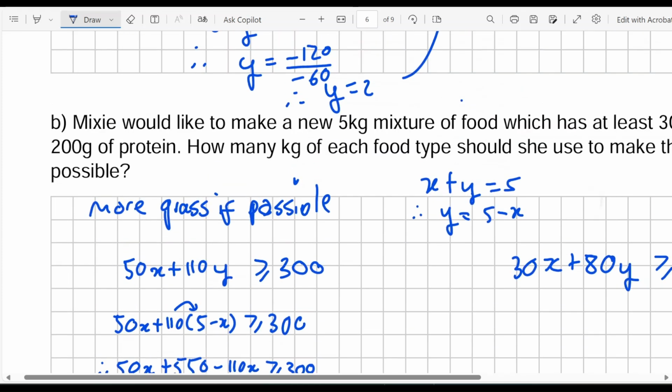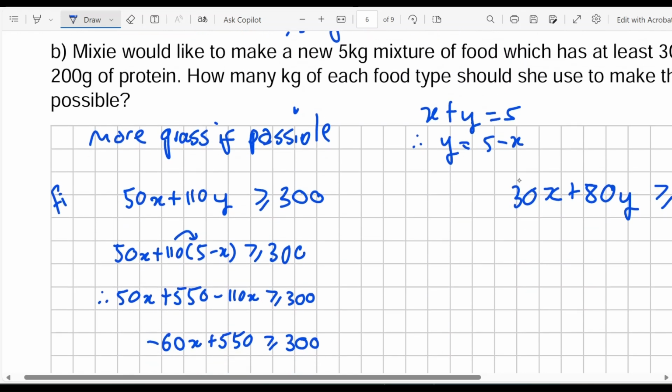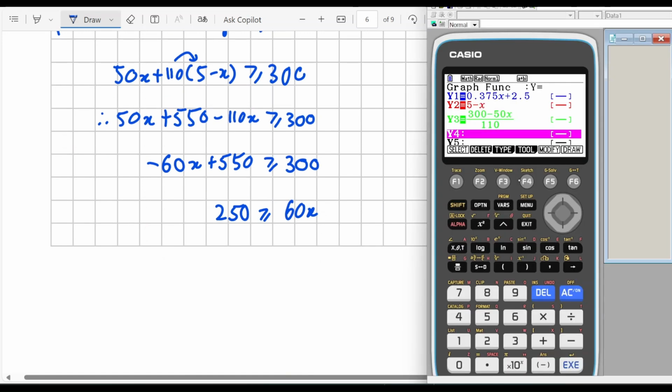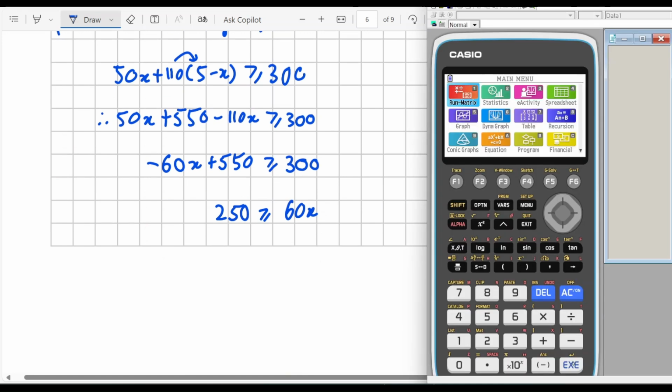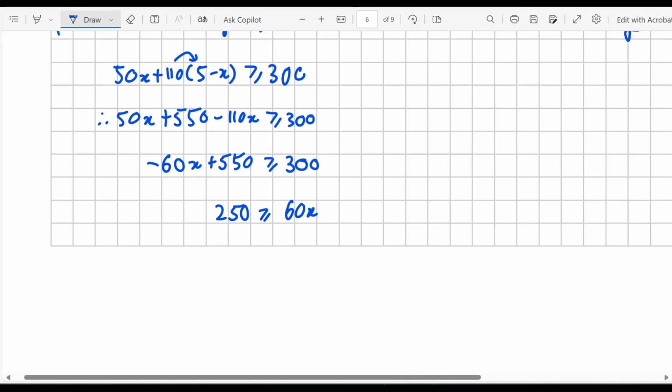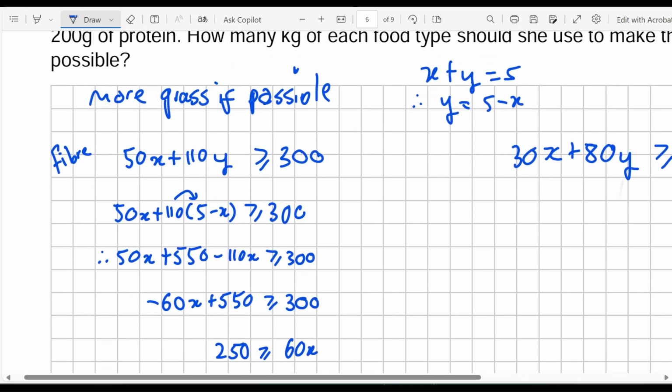So that's the requirements for fiber. If we work this out, if I wanted that to be exactly equal, 250 over 60 is 4.166666. So x has to be at most 4.16 kilograms. And that's the fiber requirement.